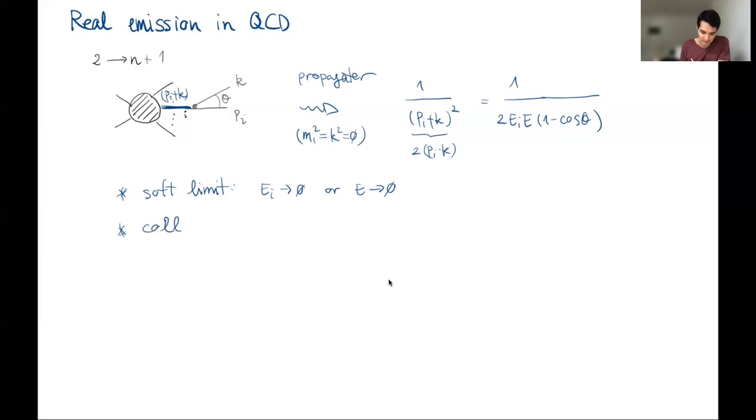This is the collinear limit, where the angle theta goes to 0, as then cos theta goes to 1. And again, I have a blow up of this propagator.